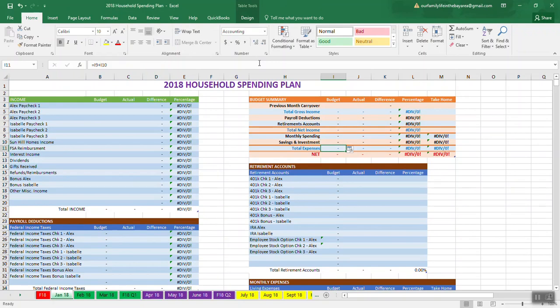And then total expenses is the monthly spending plus the saving and investment. And the net will be the total net income minus the total expenses. I like to have our net be usually zero, but if it's just a little bit, that's okay. I just carry it over to the next month.